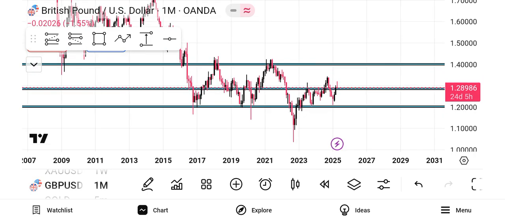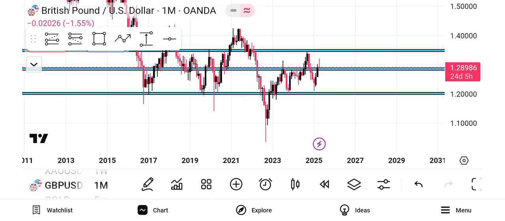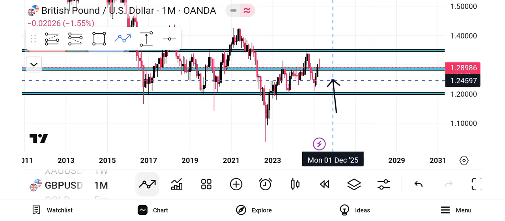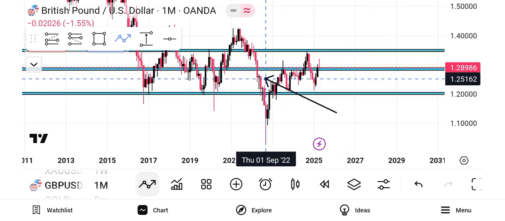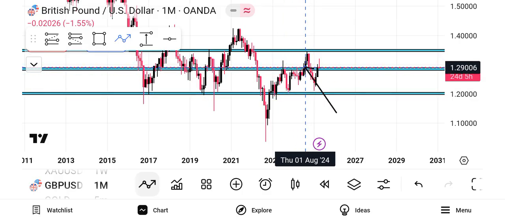Quickly, we're going to have the monthly upper zone. As you can see, you have the monthly upper zone, the mid-range zone, and the lower zone. First things first, as you can notice, the market has been consolidating. You can see how many months within this particular range.